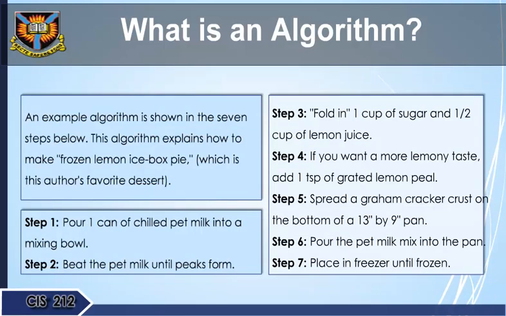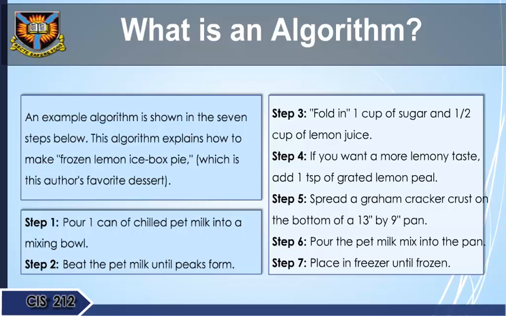An example of an algorithm is shown in the 7 steps below. This algorithm explains how to make frozen lemon ice box pie, which is this author's favorite dessert. Step 1. Pour 1 can of chilled pet milk into a mixing bowl. Step 2. Beat the pet milk until peaks form. Step 3. Fold in 1 cup of sugar and ½ cup of lemon juice. Step 4. If you want a more lemony taste, add 1 teaspoonful of grated lemon peel.